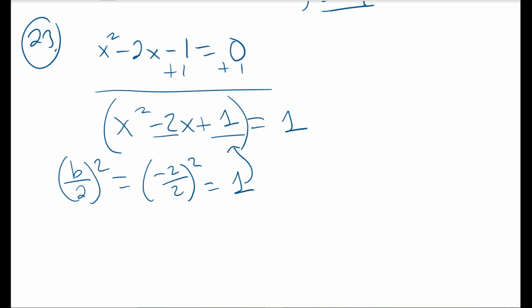However, if we add a 1 here, we need to balance it out by adding a 1 here as well. I can't just add a 1 without balancing it. It has to be the same on both sides. Equal treatment.